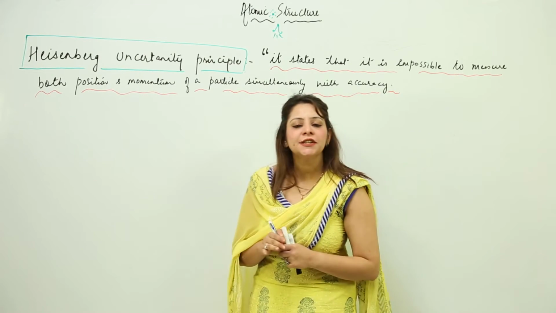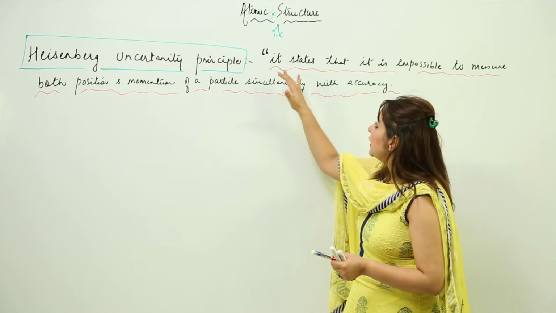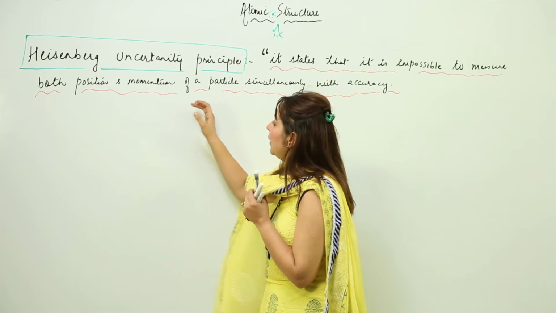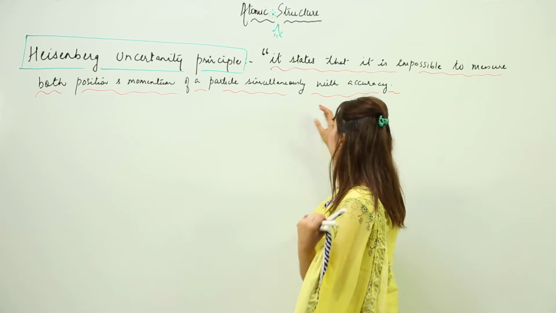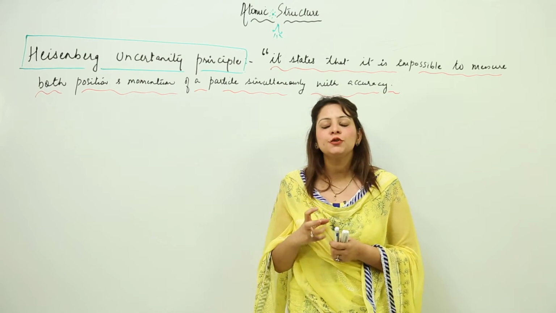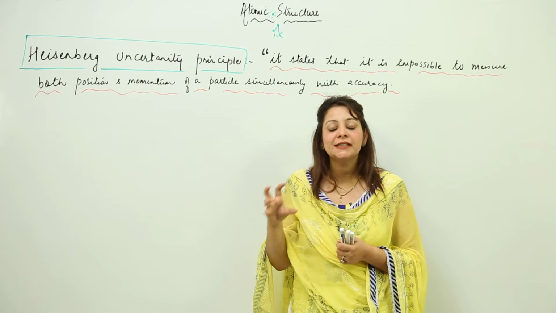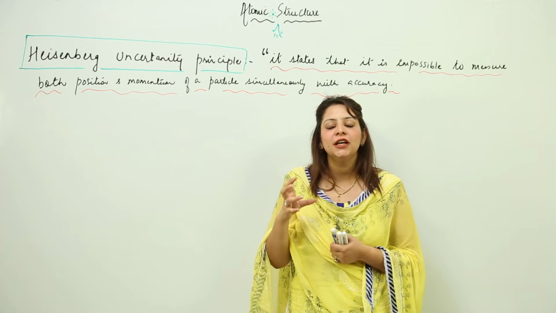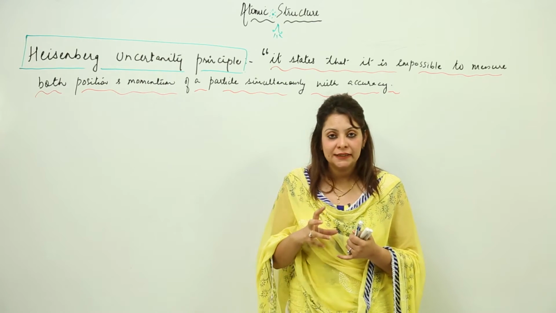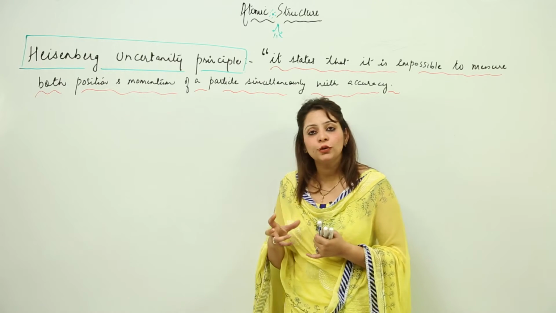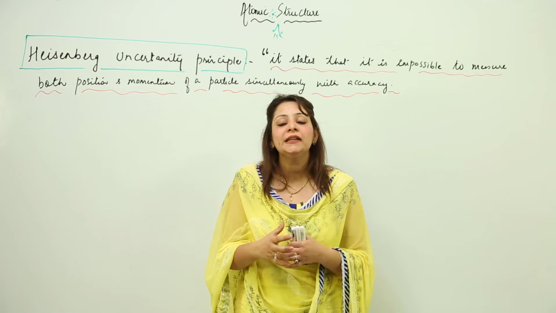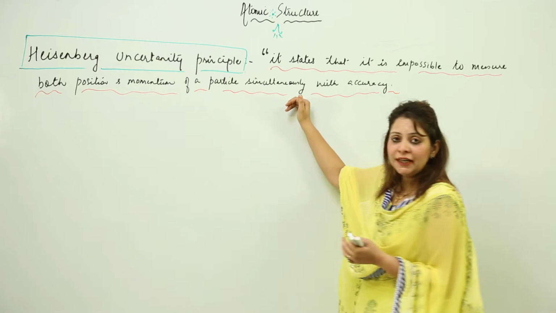Now the Heisenberg uncertainty principle states that it is impossible to measure both the position and momentum of a particle simultaneously with accuracy. Again, I'll repeat. If we have a particle and we need to find the position and momentum of the particle simultaneously, that means we are looking for the correct value of the position and momentum of the particle, and we need to find that value simultaneously. So we get to know that we cannot find the position and momentum of the particle simultaneously with accuracy.